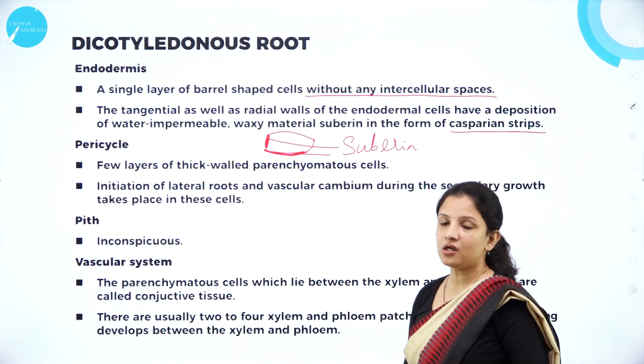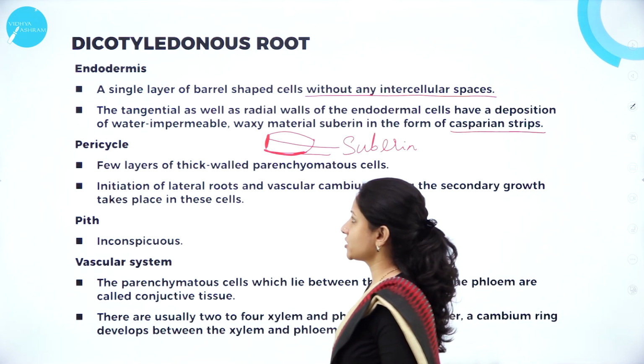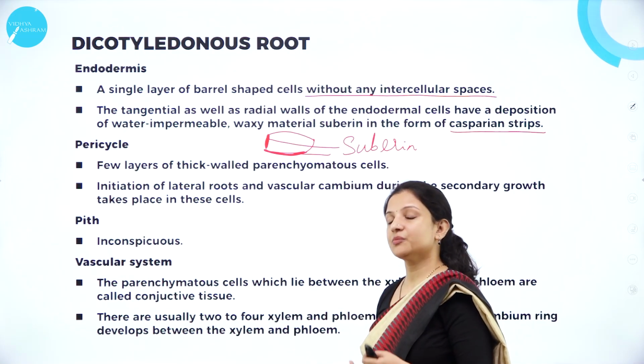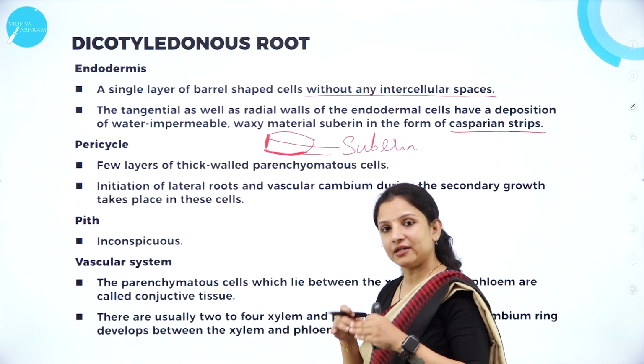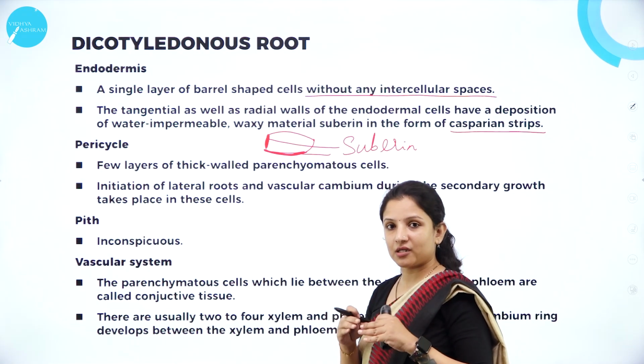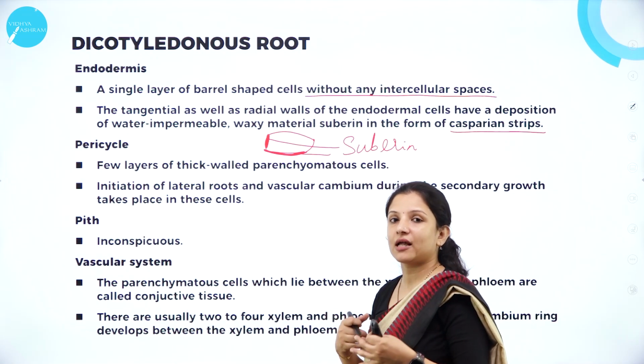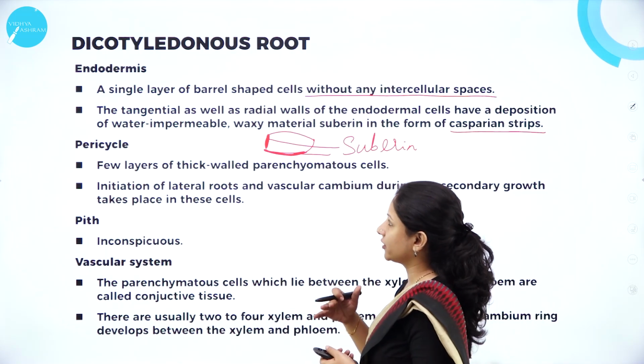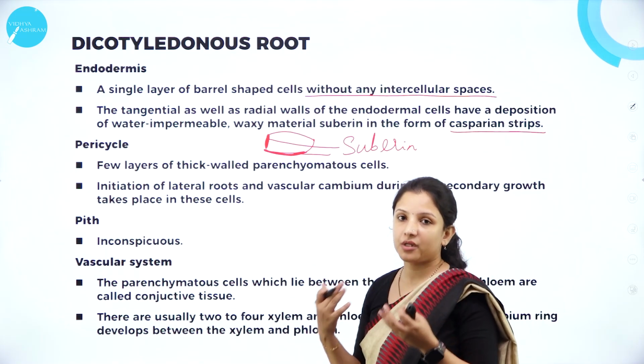So this is one of the important 1-mark questions. And what is the function of this Casparian strip? The Casparian strip is made up of suberin deposition, and this suberin is quite waxy. Therefore, it acts as a water repellent which prevents the entry of water, or it is impermeable to water.